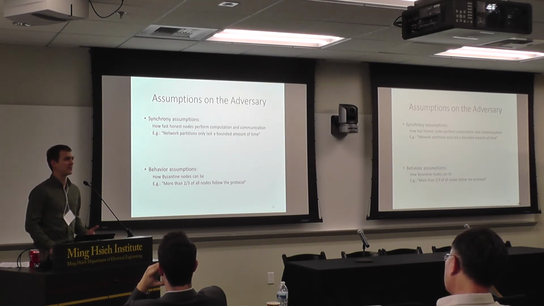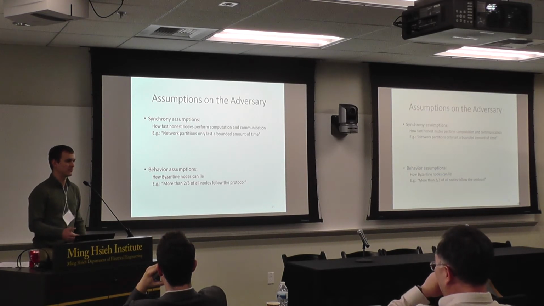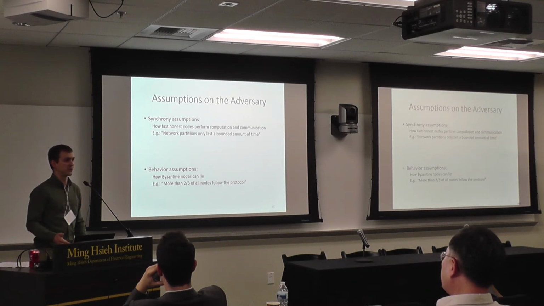Then the other kind of assumptions is what we call behavior assumptions. These are basically assumptions on how malicious nodes can be and how many malicious nodes we can have, how many malicious identities we can tolerate such that the system still works. This is very important, for example, for dealing with Sybil attacks, where potentially almost all of the nodes can be malicious, and we need to deal with these situations.